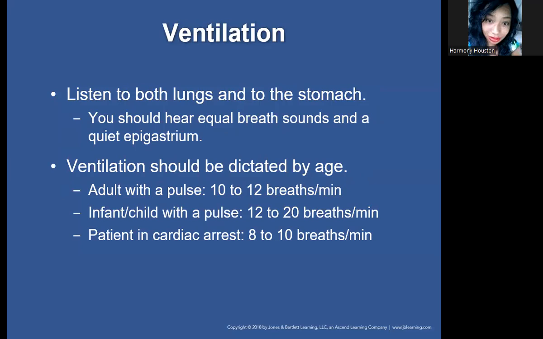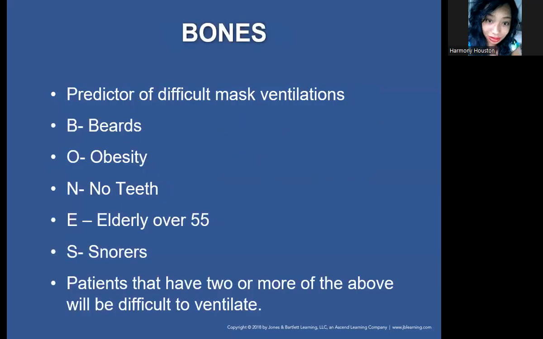How can I predict a difficult mask ventilation? How about BONES: beards, obesity, no teeth, elderly, or snorers. I'm gonna give you so many mnemonics this year, it's not gonna be funny. Bones: beards, getting away from a good seal, obesity, old frog neck, no teeth. You must have good dentition for a good seal. How about people over 55? Why would that be a problem?